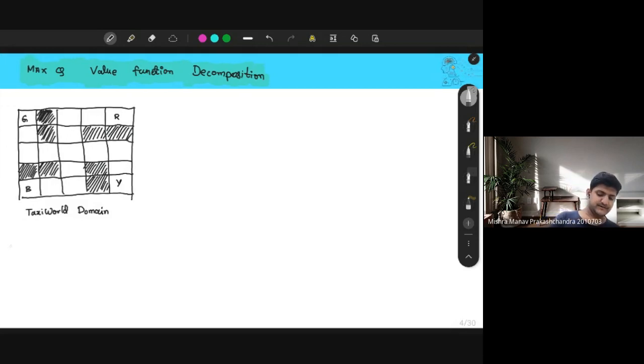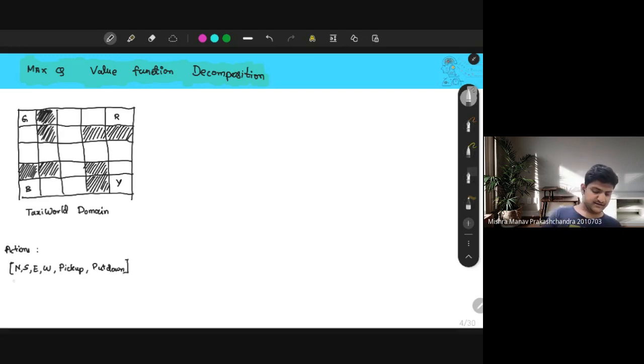So what are the actions we have here? I'll just mention. The actions are you go up, down, left, right. Or maybe I shouldn't use up, down, left, right, just to be consistent with what the professor has here. North, south, east, west. Then there is pick up, and there is put down. So these are the entire action space.